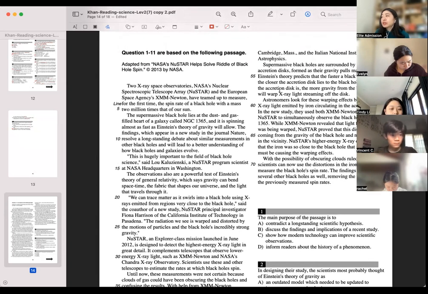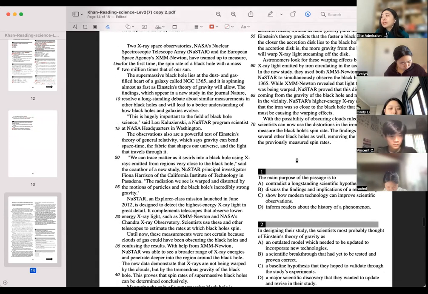Supermassive black hole, right? Talking about a supermassive black hole. So let's have a look at the answers here. Question 1, the answer is B. Oh, sorry, it is a study report. It is also a study report. So it's about the new stuff.